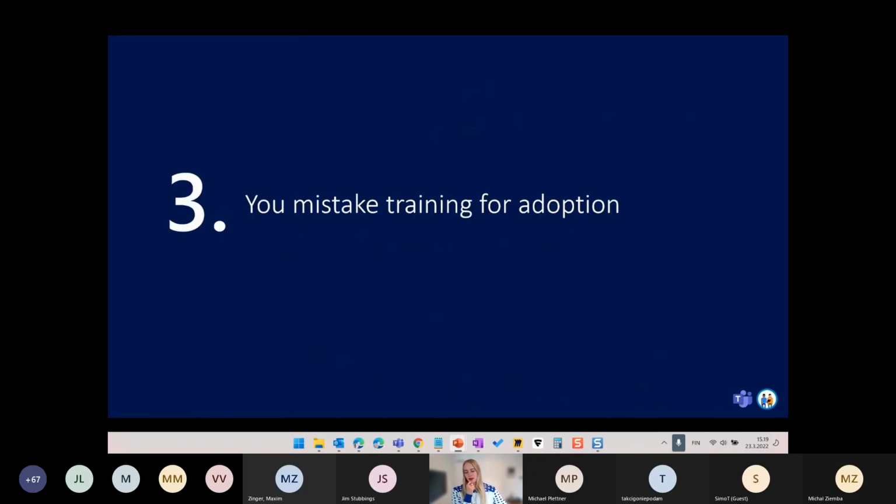Then number 3, and this is very common. I think this was even more common a couple of years ago, but I still hear this in a lot of projects, in lots of tenders. And it's mistaking training for user adoption. So training is not user adoption.